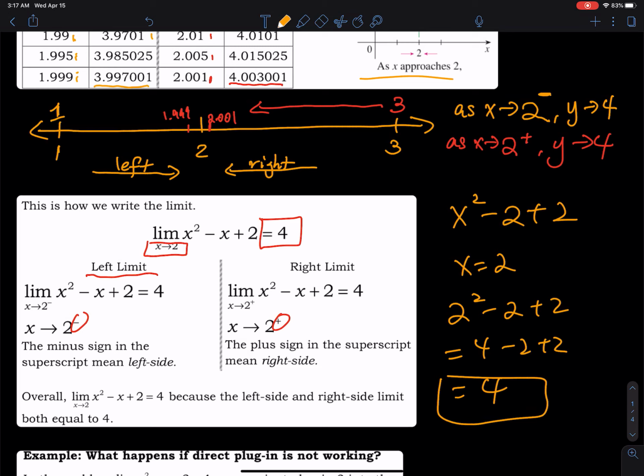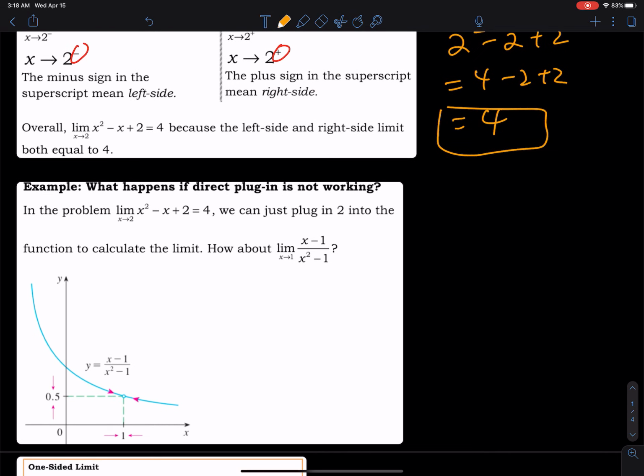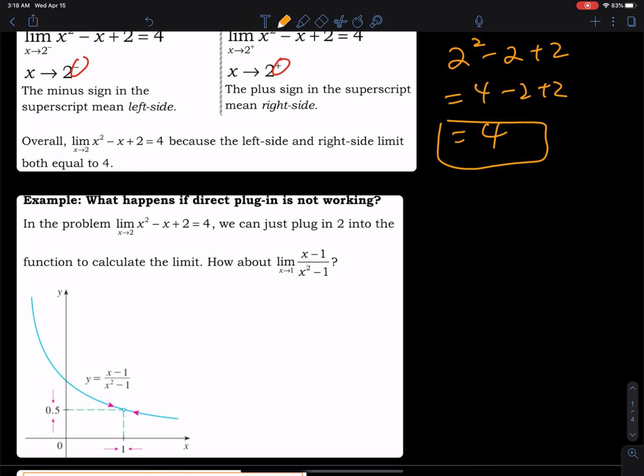That works once in a while. That is not going to work every single time. So let me give you an example. What happens if the direct plug-in, you take the x, you plug it in, just like what you said, I don't need calculus, all I need to know is some basic algebra, I can solve the limit, right? So let me prove you wrong.